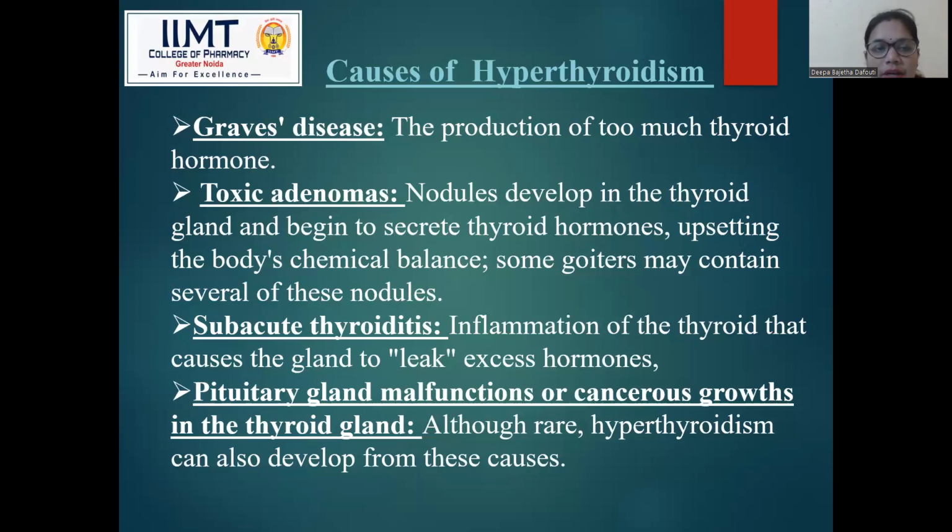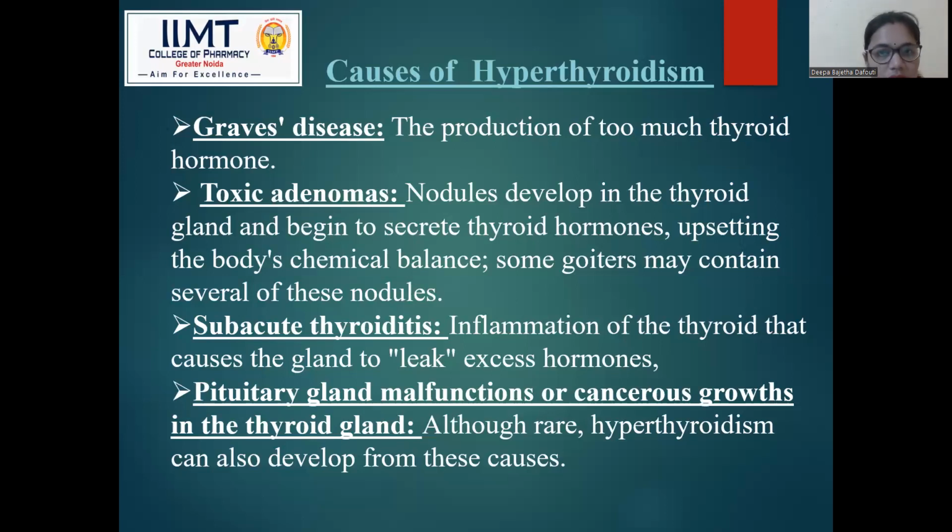Some goiters may contain several of these nodules. So, toxic adenoma is an autonomously functioning thyroid nodule which causes hyperthyroidism. These nodules are almost always benign. Some autonomous nodules cause only subclinical hyperthyroidism, which suppresses thyroid stimulating hormone level and has normal concentration of free thyroid hormones.